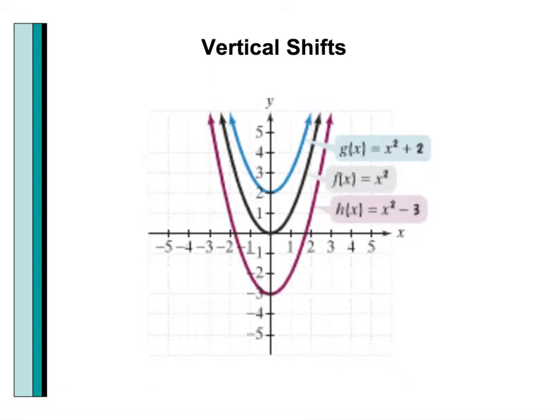Alright, so we're continuing our topic on transformation. So this is 1.7 part 2. And I just want to draw your attention to some vertical shifts that we talked about. The one in the middle is our parent graph for our parabola. If we look at the blue line, that was just shifted up 2 units. So remember, outside of the grouping symbol, if it's addition, you move up that many units. If it's subtraction, you move down that many units.